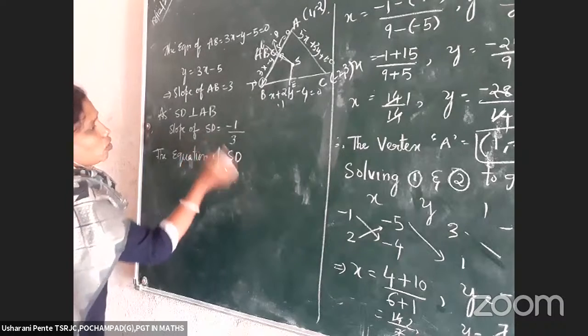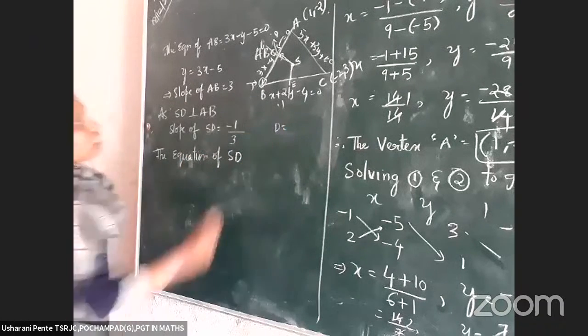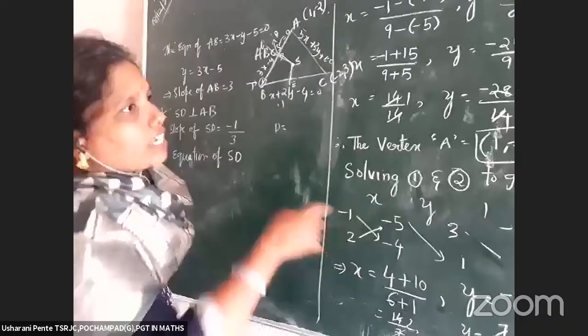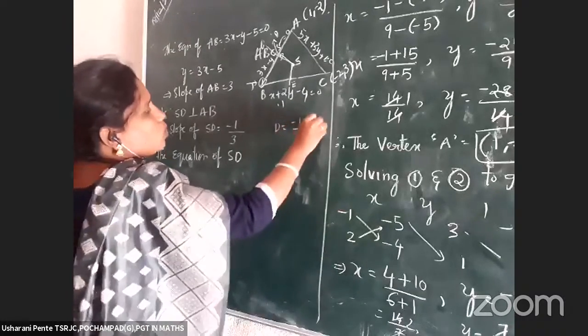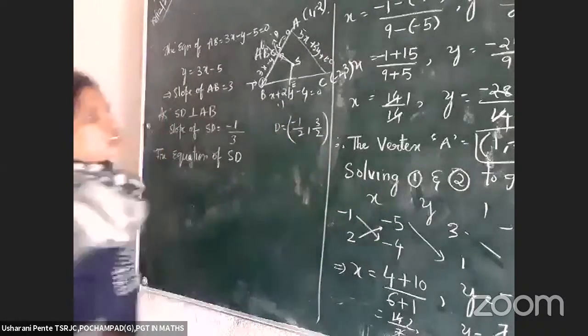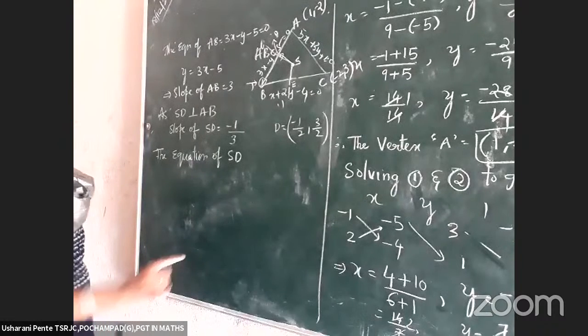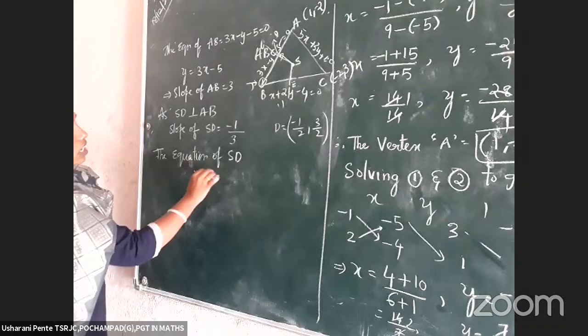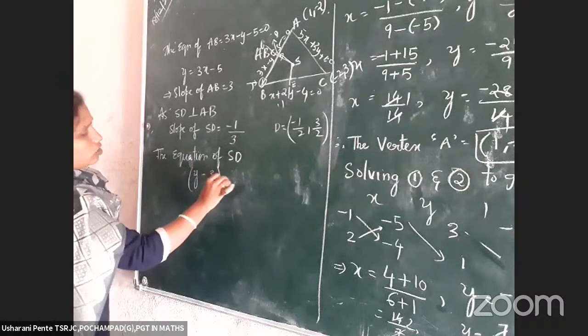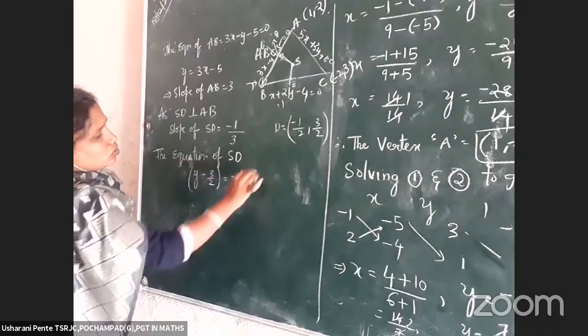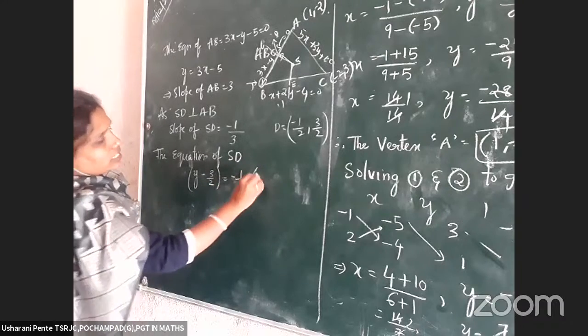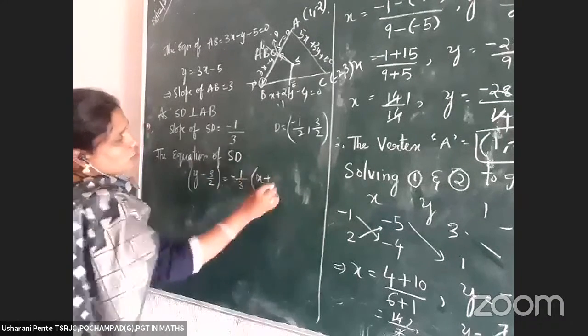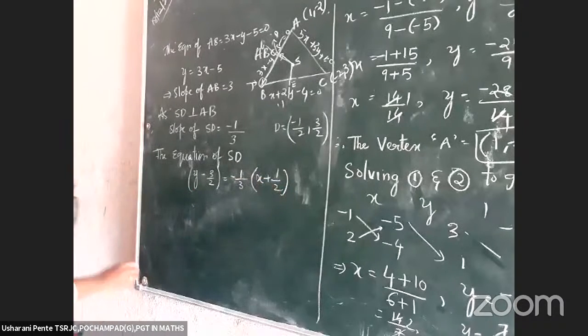So we have a slope and D, we have a point. What is the midpoint we have? That is (-1/2, 3/2). Therefore, the equation of SD is y minus 3/2 equals m times (x minus x1). Minus of minus will become plus, so x minus x1.